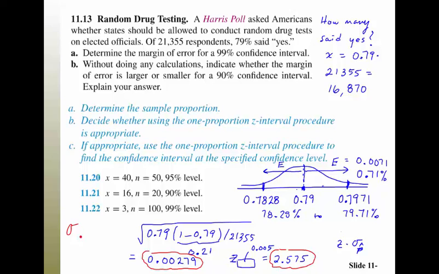So that is E. It's what you added to the point estimate to get the upper limit and what you subtracted to get the lower limit. How far you went from the middle. It should make sense. And then if you were given the upper limit and the point estimate, you would just subtract to find E.